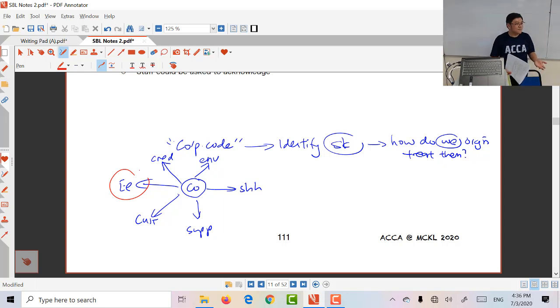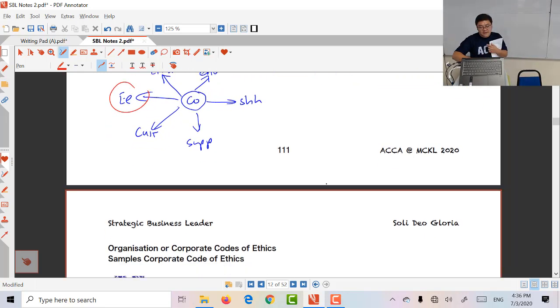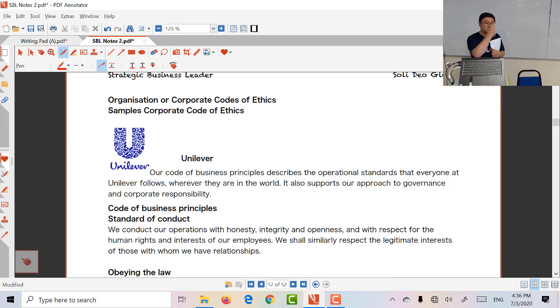Now, walking the talk is the most difficult thing to do because you've got to honor your word. So do you want to commit yourself or not? So think carefully. Because the moment you commit, you don't deliver, people will not trust you. Now, that is the whole thing about code. Okay, if you turn to page 112.